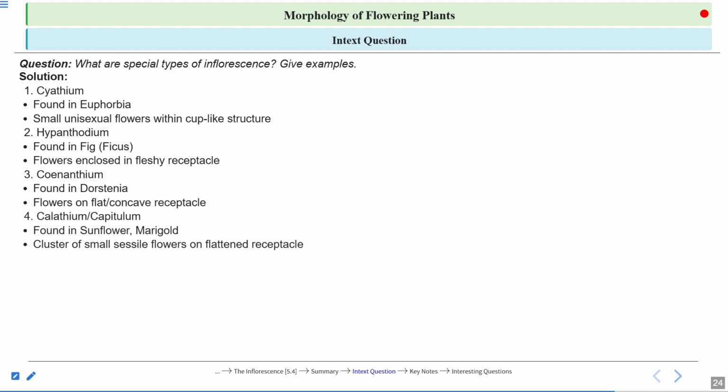The next one is Capitulum. This is very important, Capitulum. So what is Capitulum? First of all, the example you should remember: this is found in sunflower and marigold. Here ray flowers are present and disc flowers are present. So 2 kinds of flowers are present in Capitulum: ray flowers and disc flowers.